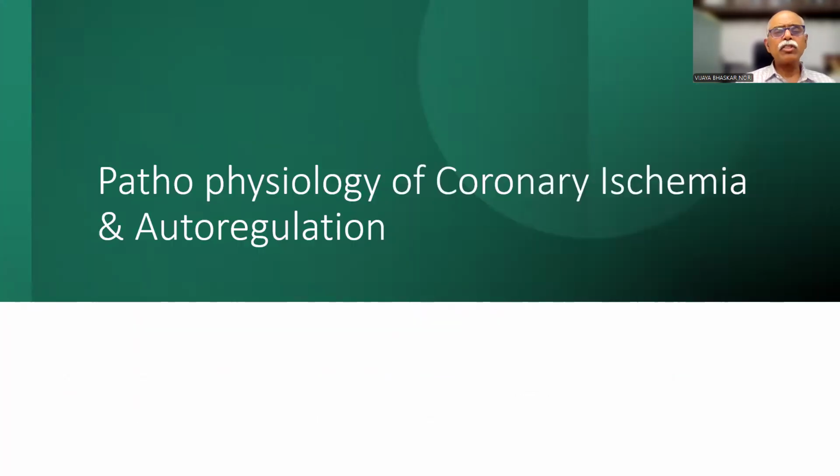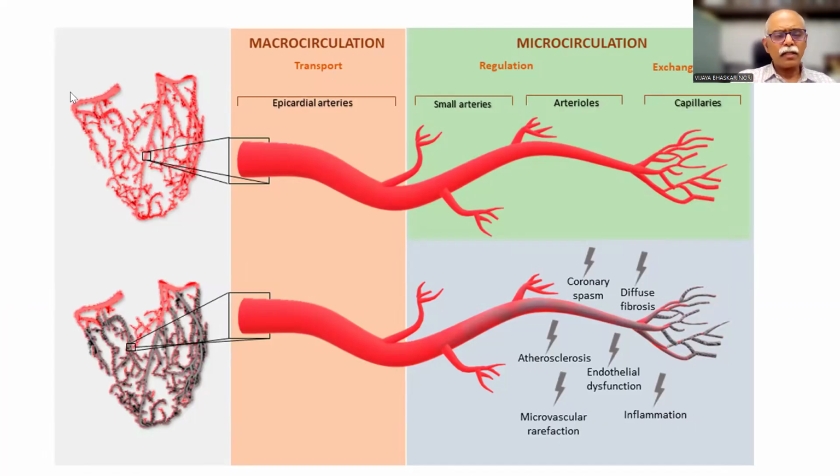So let us look at the pathophysiology of coronary ischemia and the autoregulation. Now this slide tells us about the macro circulation and micro circulation. So the epicardial arteries are the large arteries which form the macro circulation, which carry the blood to the myocardium. Now the micro circulation is the small arteries, arterioles and capillaries, and this is where the autoregulation takes place.